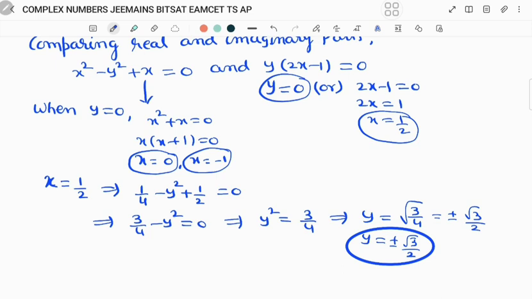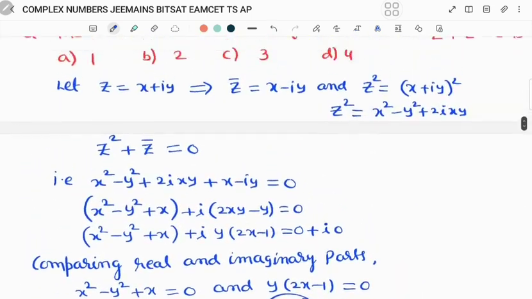So total how many solutions are we getting here? The system has 4 solutions we are getting now. So x equal to 1 by 2 plus or minus root 3 by 2. When x equal to 0, y equal to 0. When x is equal to minus 1 and these values. Therefore, the system has four solutions. I think options not provided. Yeah.